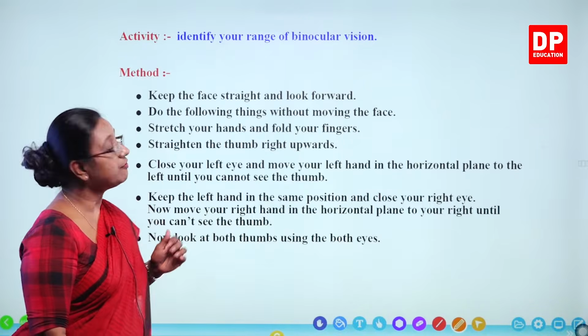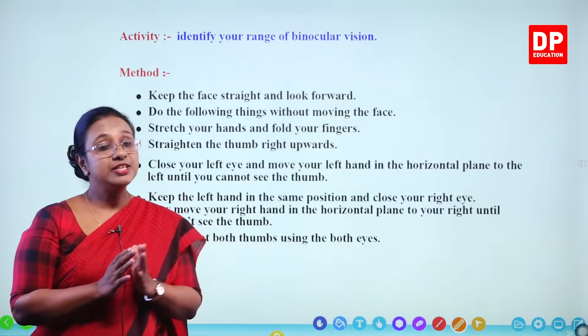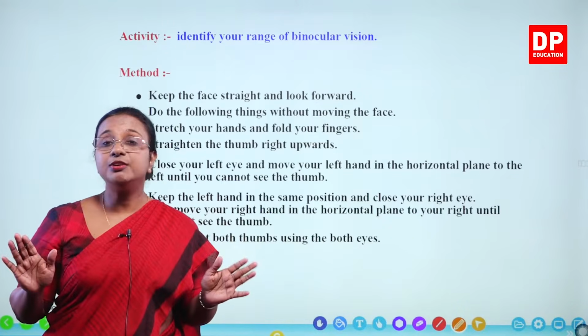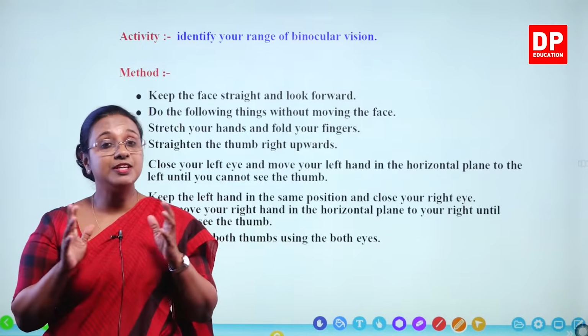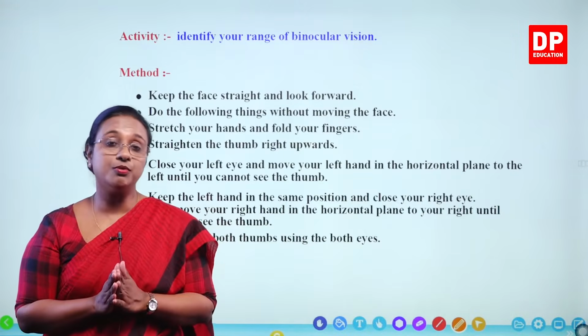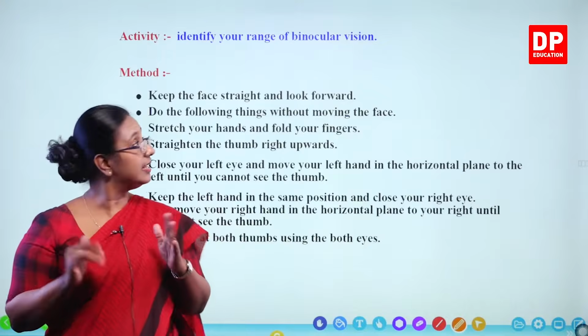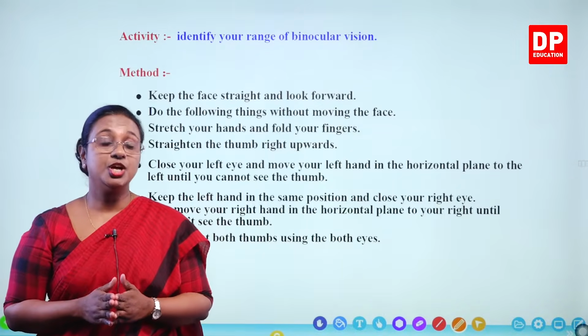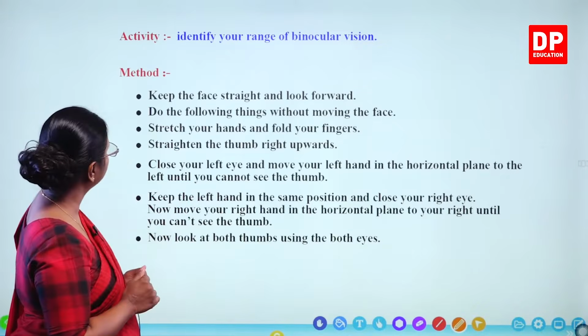Identify your range of binocular vision. So this is an activity that we don't need to use the lab. We are not going to the lab. This is an activity which you can also do on your own. So this is to identify or understand the range of your binocular vision. To do that, what do you have to do?